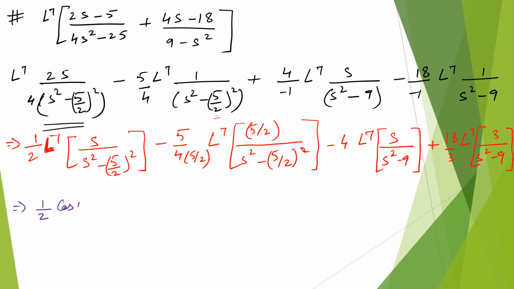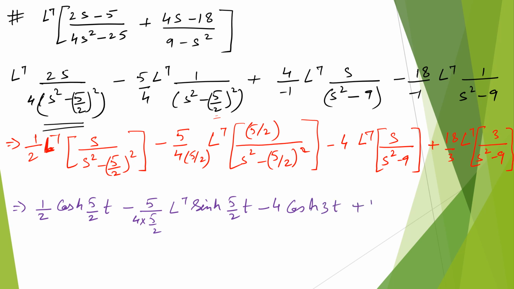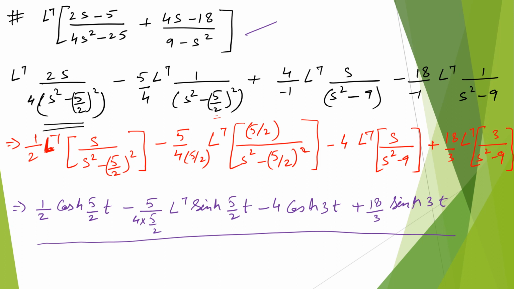So finally the solution for the given problem will be 1 by 2 cos hyperbolic 5 by 2 t, minus 5 over 4 into 5 by 2 sine hyperbolic 5 by 2 t, minus 4 cos hyperbolic 3t plus 18 by 3 sine hyperbolic 3t. So this will be the solution for the given problem.